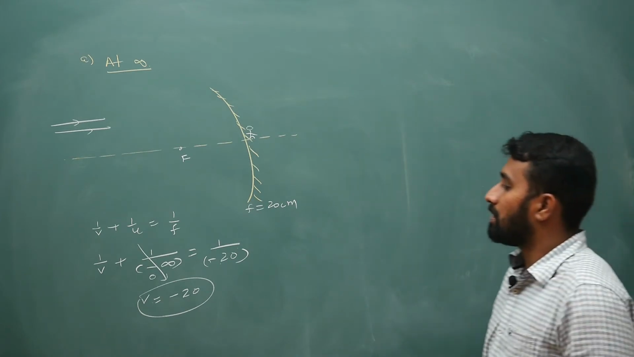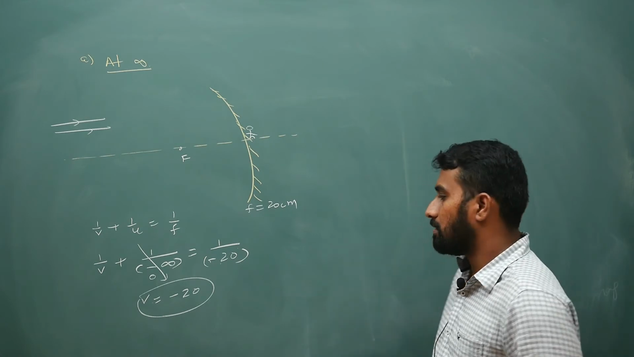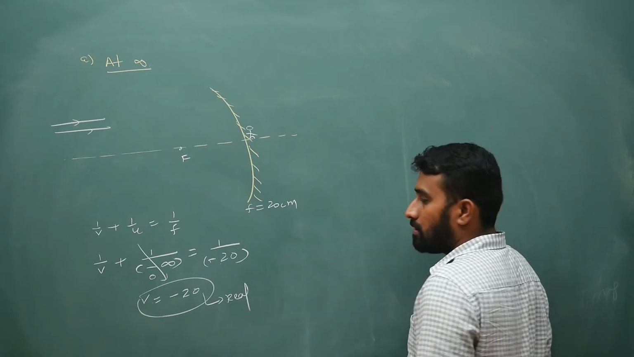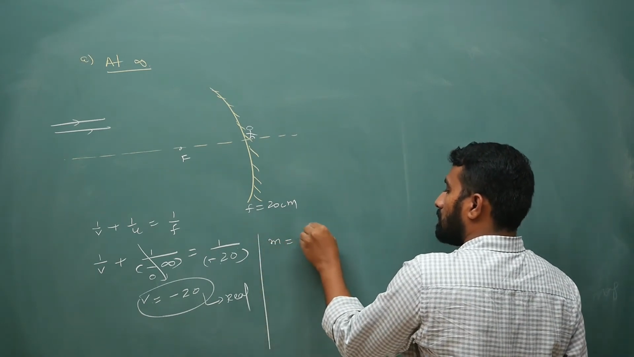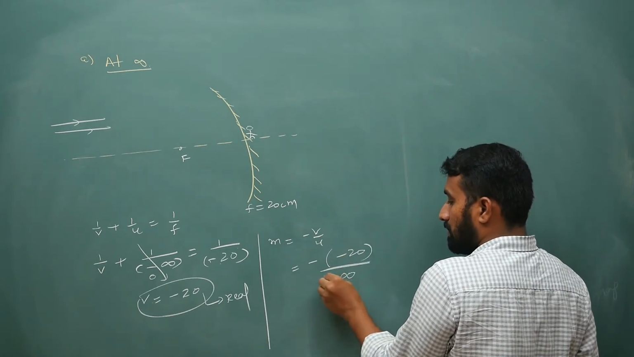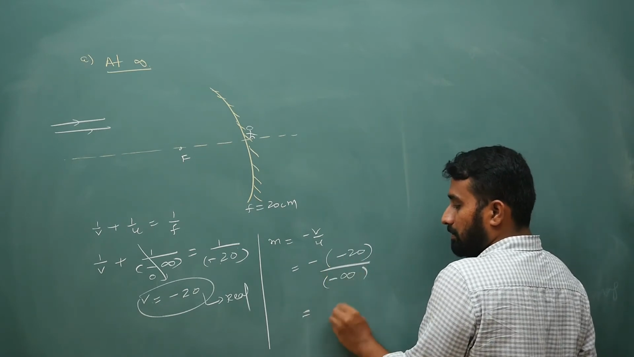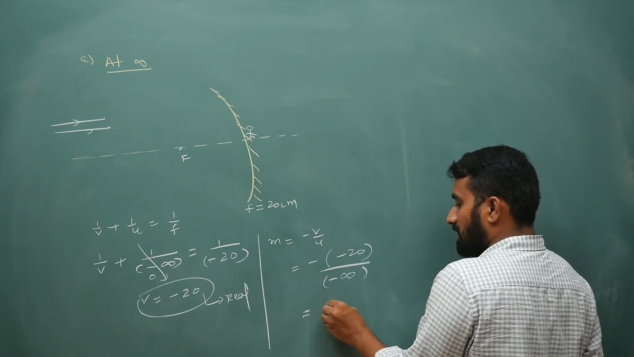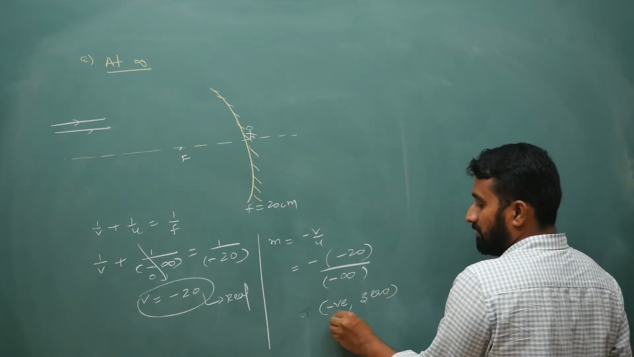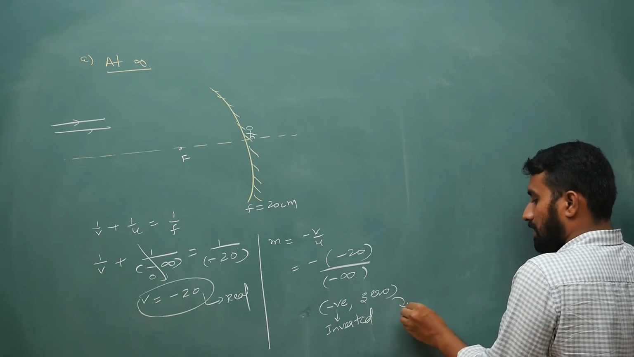So now V is minus 20. Okay, if V is minus 20, obviously it indicates what image? It is a real image. Magnification M is minus V by U; minus of V is minus 20, U is minus infinity. Minus minus cancel off, overall it is negative, and any number by infinity is 0. So almost it is negative and close to 0. Negative indicates that it is inverted, 0 indicates that it is highly diminished.